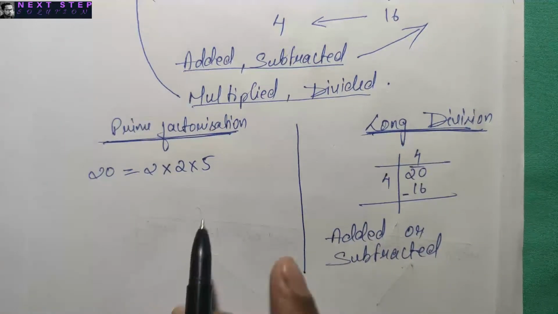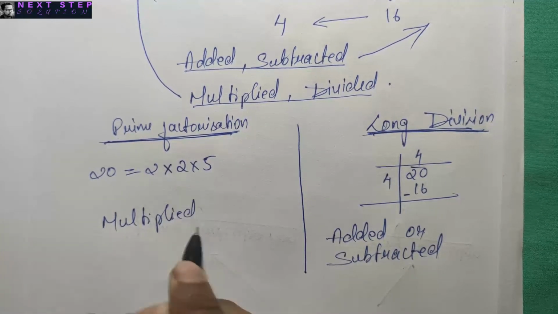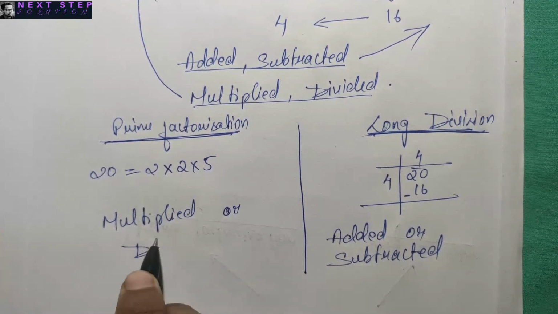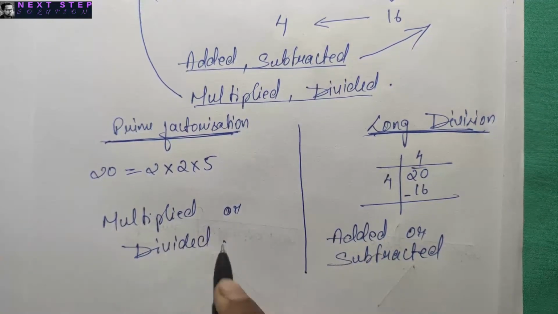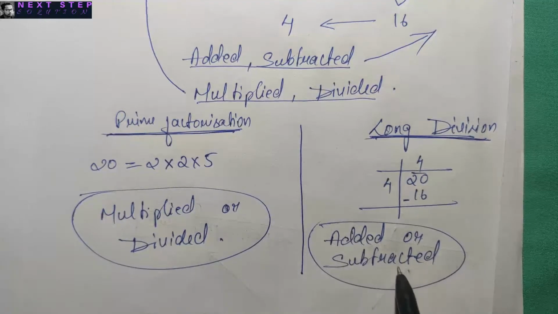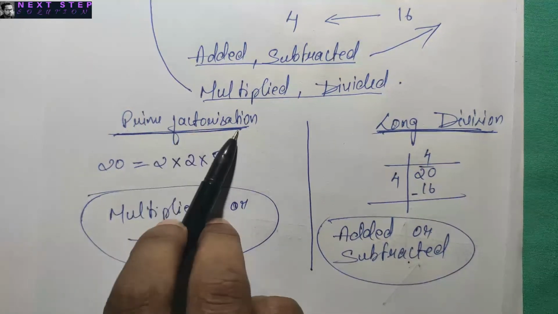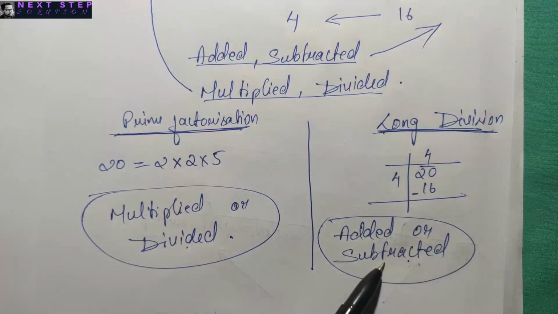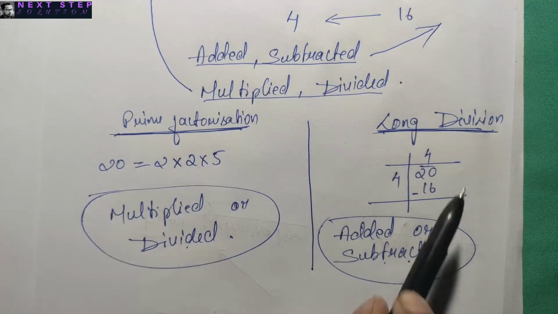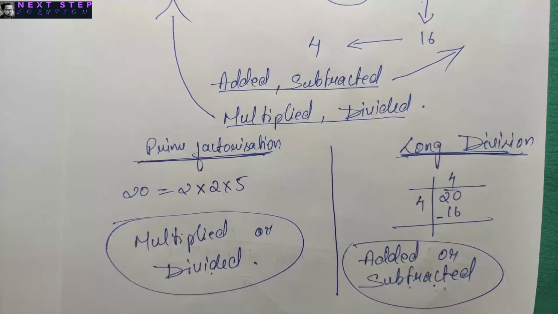But if the question says what should be multiplied or divided, we are going to follow the prime factorization method. These two types of questions will be there: either add or subtract, or multiply or divide. When it is multiply or divide, we follow the prime factorization method, and whenever it is added or subtracted, we follow the long division method. Let us do a few practical questions to understand it better.